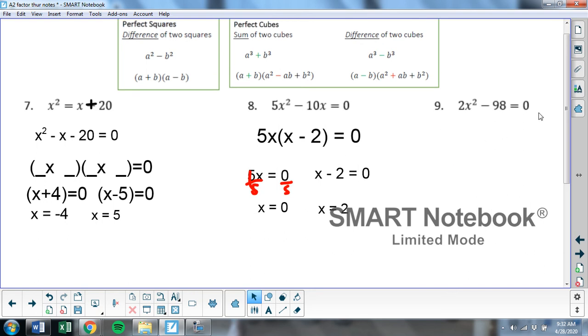Number 9, we have a 0 on one side. That's always where we want to start. We want to get all the terms to one side. And then we want to look for a GCF in either of these patterns. We have a GCF. They both have a 2. So go ahead and factor out that common 2.